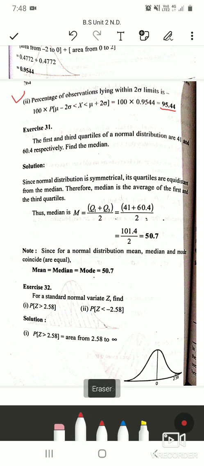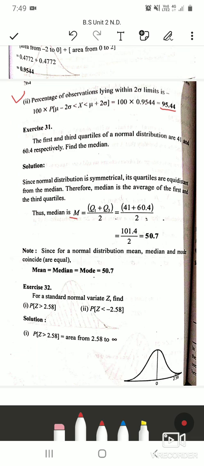So the 31st question is: the first and the third quartiles of a normal distribution are 41 and 60.4 respectively. Find the median. In this question they have given Q1 and Q3, which are 41 and 60.4. They have asked us to find the median, that is capital M or Q2.